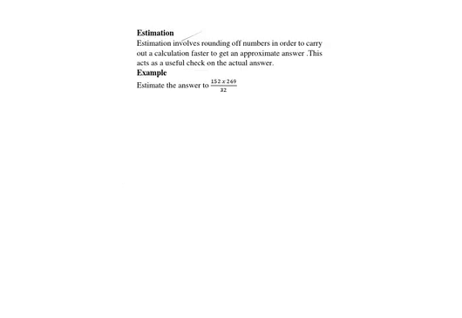Lastly, let us look at estimation. In estimation, we will round off numbers in order to carry out calculations faster to get an approximate answer, which is useful in checking on the actual answer. Remember, when you are estimating, you cannot get the actual answer, you just get an estimation.